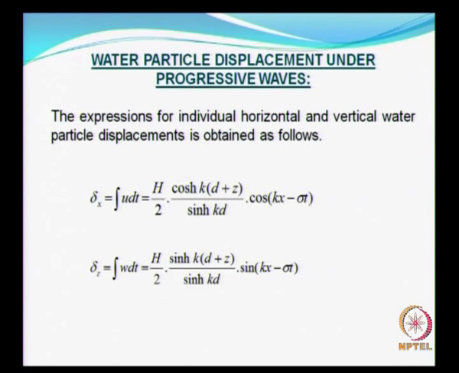Since we need the expressions for the horizontal and vertical particle displacements, these can be obtained by integrating the horizontal and vertical velocities. You substitute u, look at the earlier expressions, and you will end up with an expression for delta x, that is the displacement in the direction of wave propagation, the horizontal direction. Similarly, the vertical displacement in this direction is going to be like this.